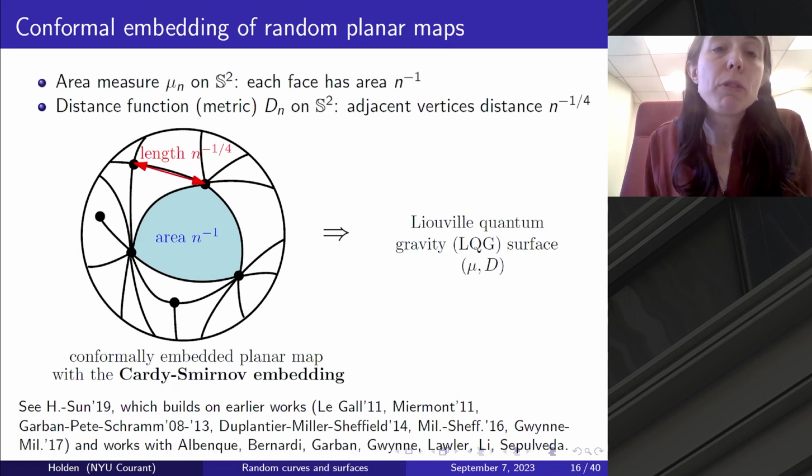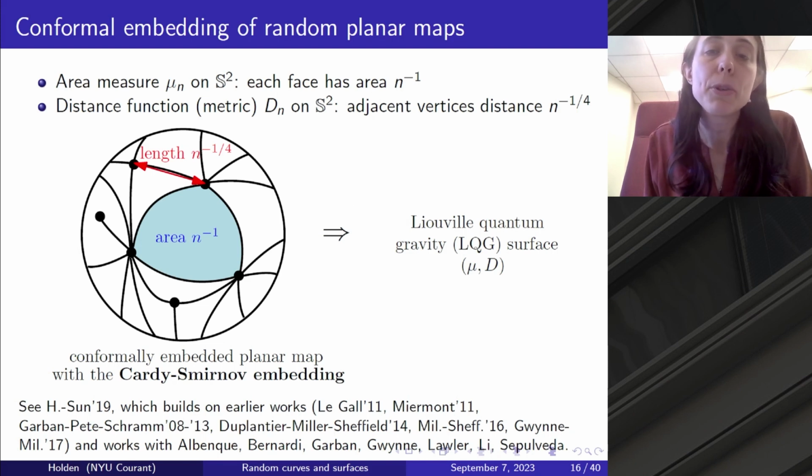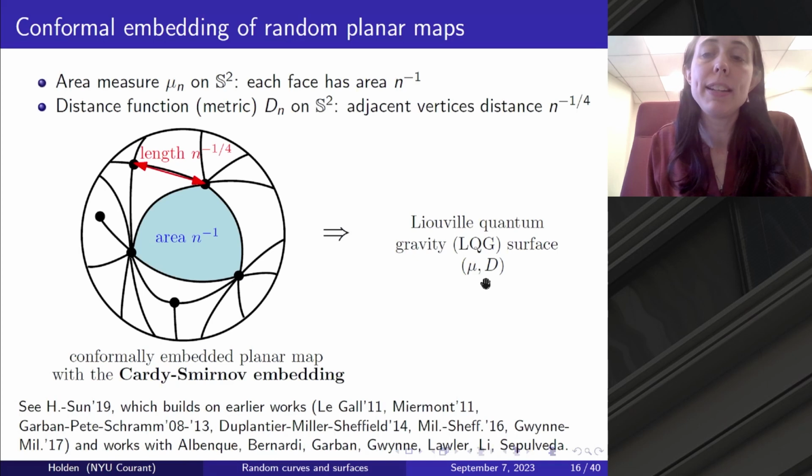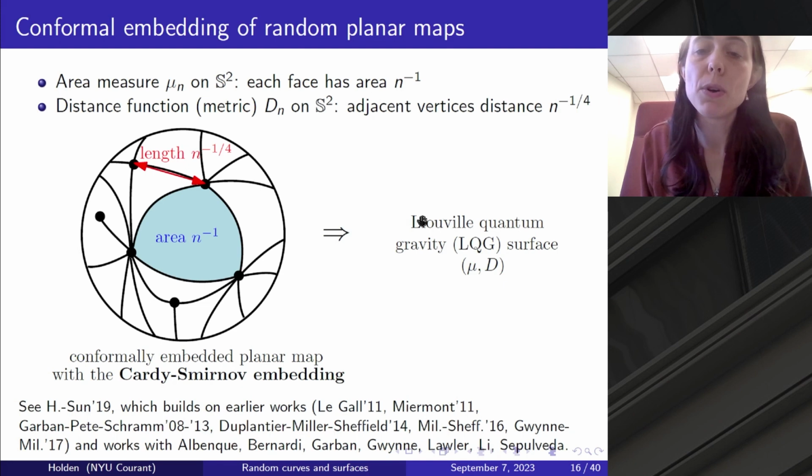But it turns out that this power 1/4 is the one we want to use, and this illustrates that this random planar map is defining a very different geometry from the standard Euclidean geometry. What has been proven in this special case of triangulations and the Cardy-Smirnov embedding is that when we send n to infinity, the area measure mu sub n and the distance function or metric d sub n converge to some limiting area measure mu and some limiting metric d, which are both random. This is the area measure and the metric associated with what we call a Liouville quantum gravity surface.